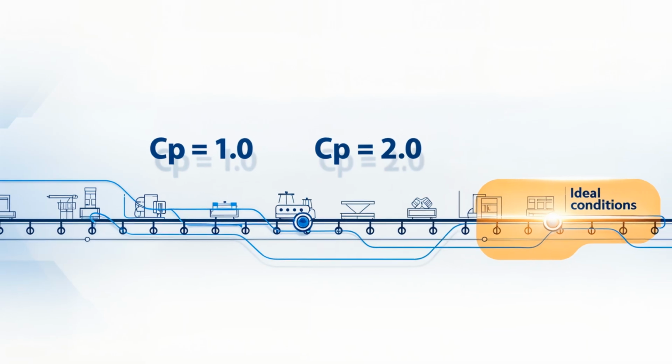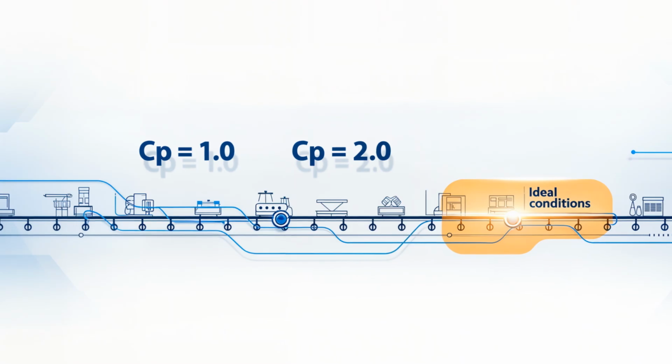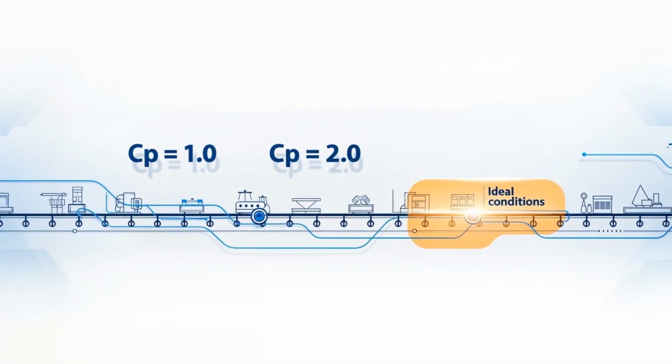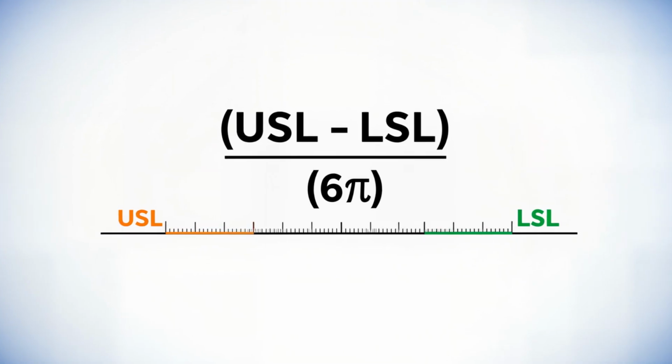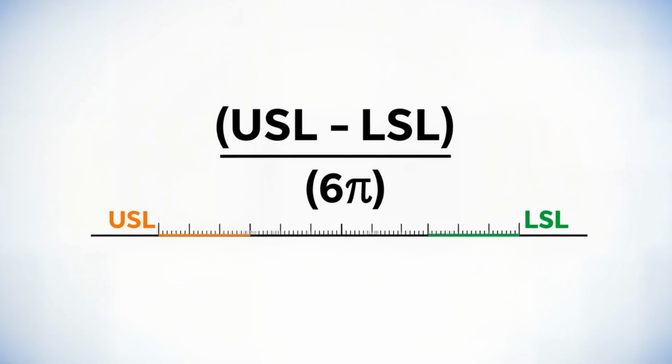Okay, now we're getting into the really good stuff. Process capability. This is where we figure out if our processes are actually doing what we want them to do. We use two main measures here, Cp and Cpk. Cp is like the potential of your process. It tells you what your process could do under ideal conditions. The formula is USL minus LSL, over six sigma, where USL and LSL are your upper and lower specification limits.